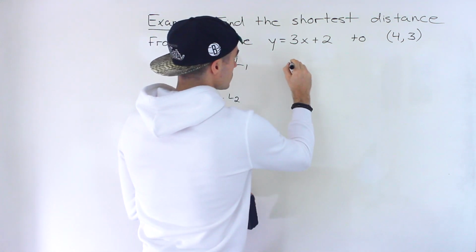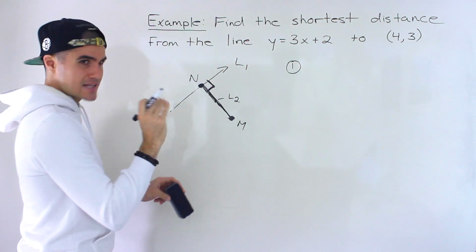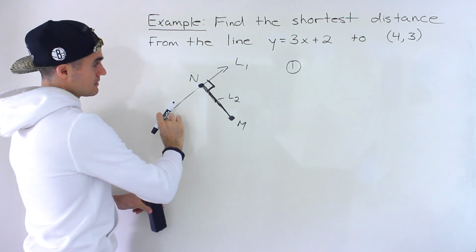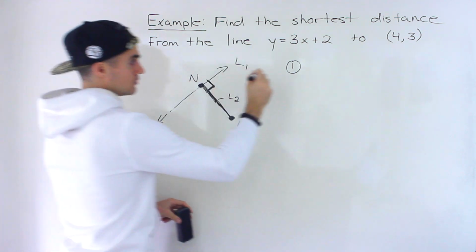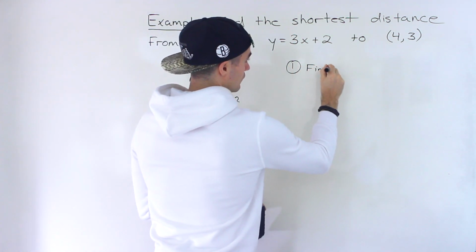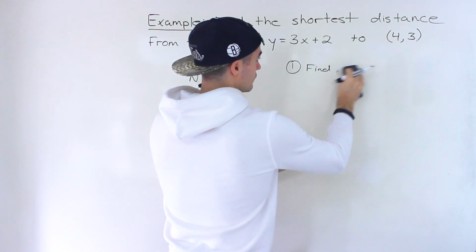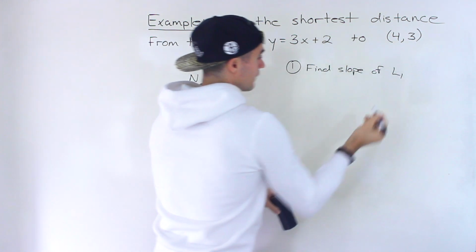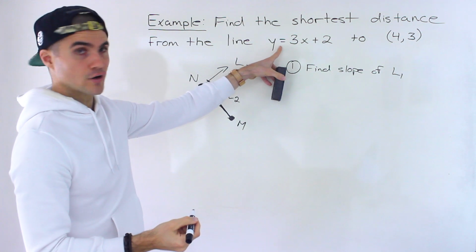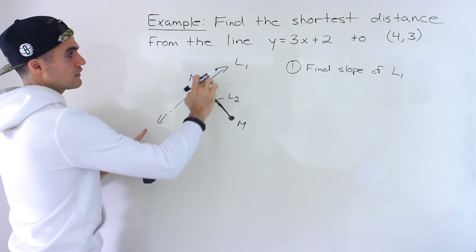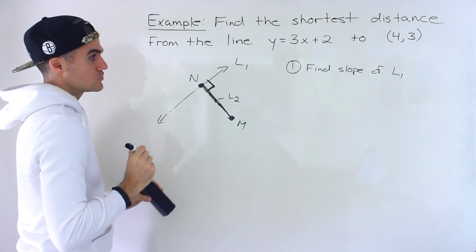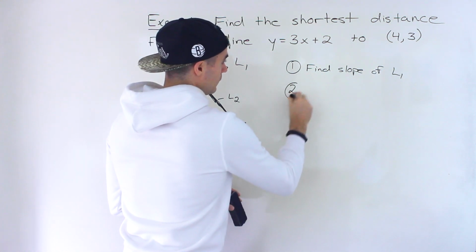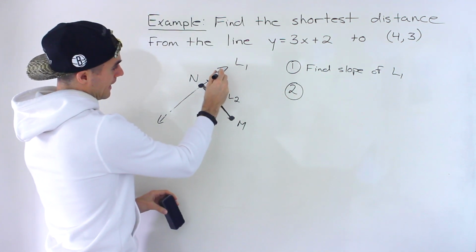So writing this out in more technical, specific steps, the first step would be finding the slope of L1, of this line over here, right? The line that you're either given or you're going to have to find, as we're going to do in future videos. So we find the slope of L1, and then we'll have the slope here.